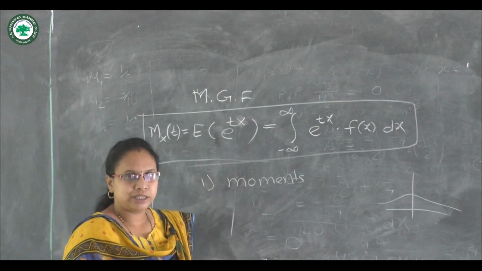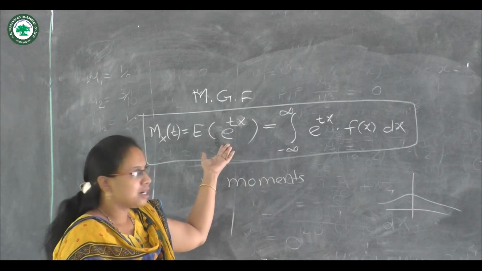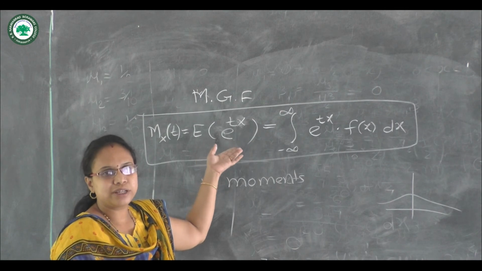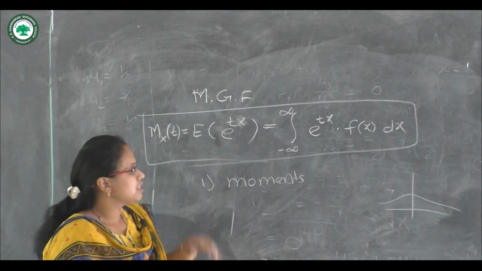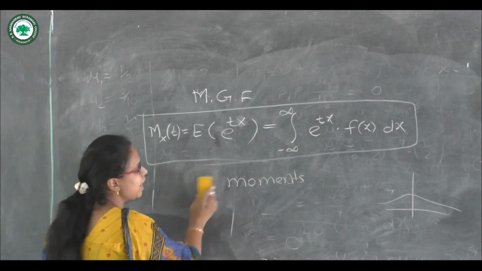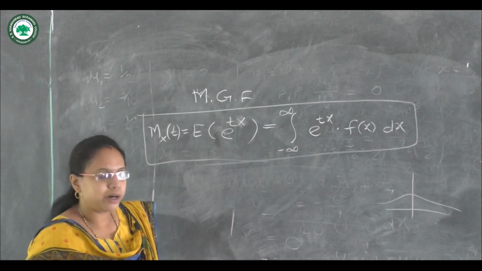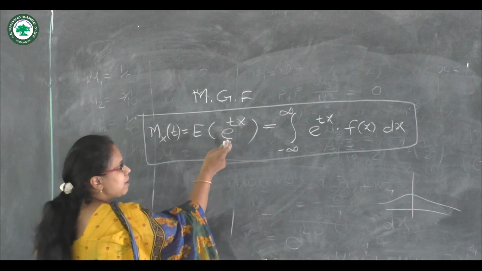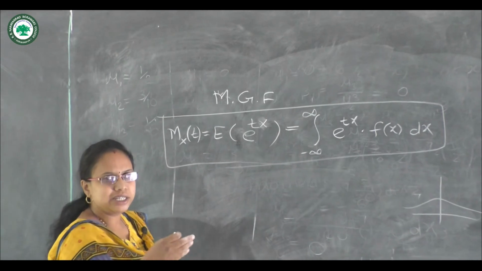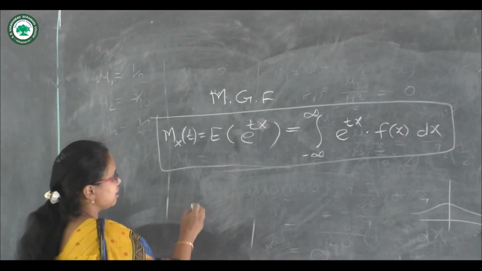We can find out the moments using this MGF. There are two methods to find out the moments. First is we can expand this term, that is the expansion method, and second is the differentiation method. Let's see one by one. So in finding the moments, the first method is expansion, and how it works. So we can expand this e raised to tx term. We know the expansion of e raised to x, so this expansion can be used here.